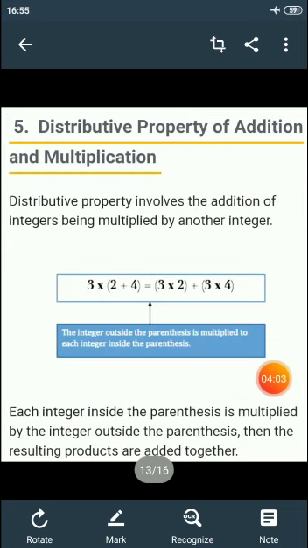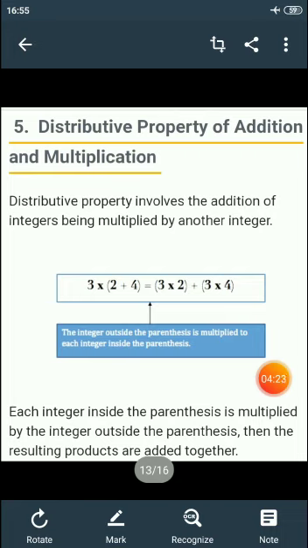Distributive property of addition and multiplication. Distributive property involves the addition of two integers being multiplied by another integer. 3 multiply (2 plus 4) is equal to 3 multiply 2 plus 3 multiply 4.